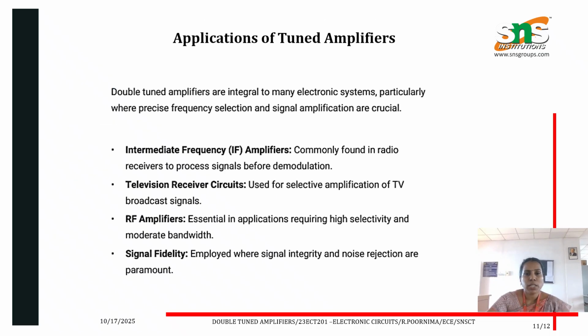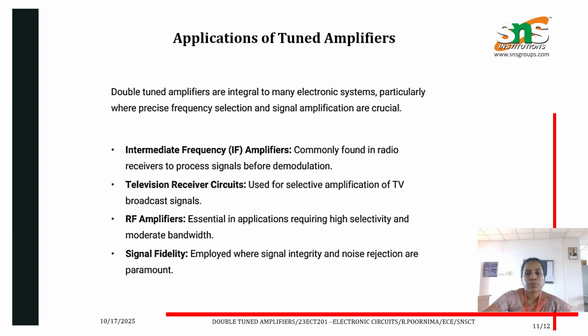And what are the applications of double tuned amplifiers? These are the circuits where IF amplifiers, television receiver circuits and RF amplifiers are the main areas where double tuned amplifiers are applied. These are commonly used in radio receivers to process the signal before demodulation, and in television receiver circuits for selective amplification of a TV signal.